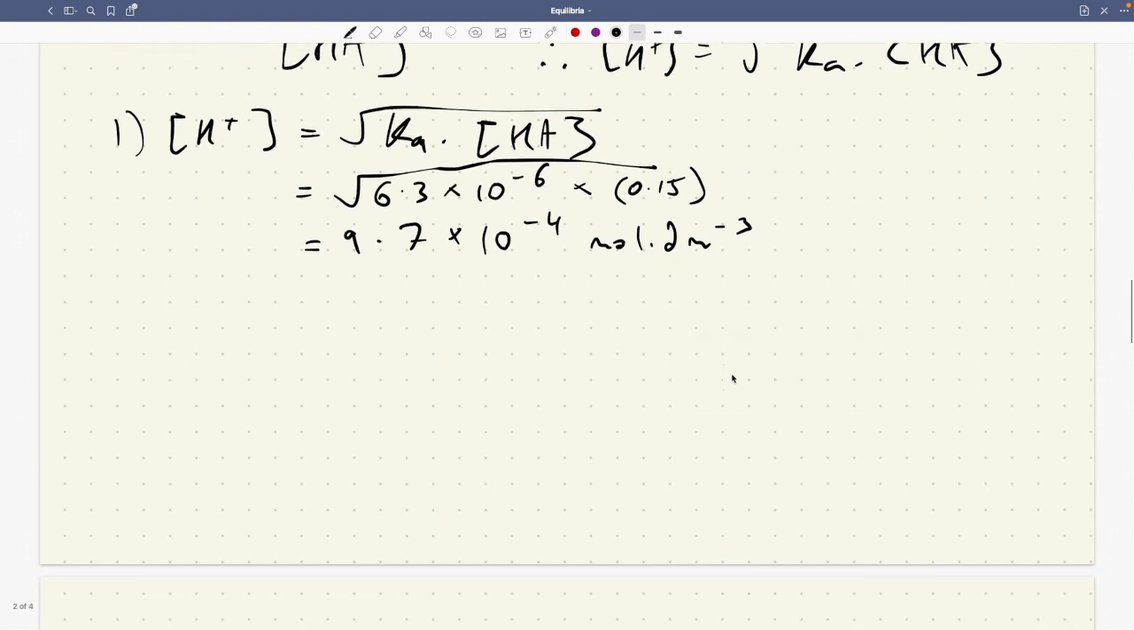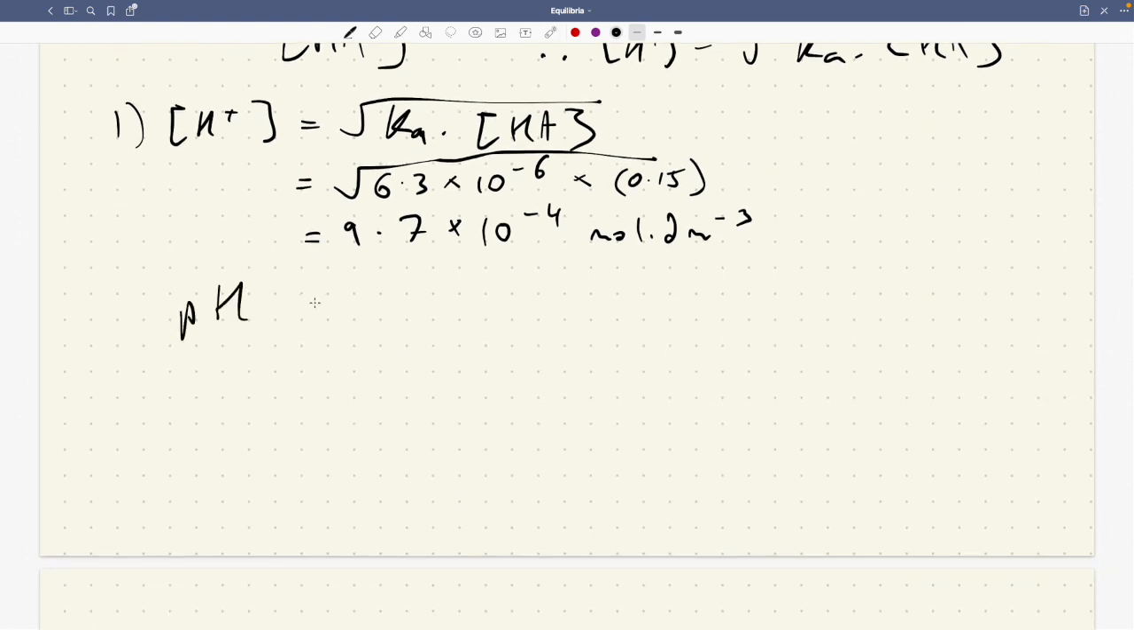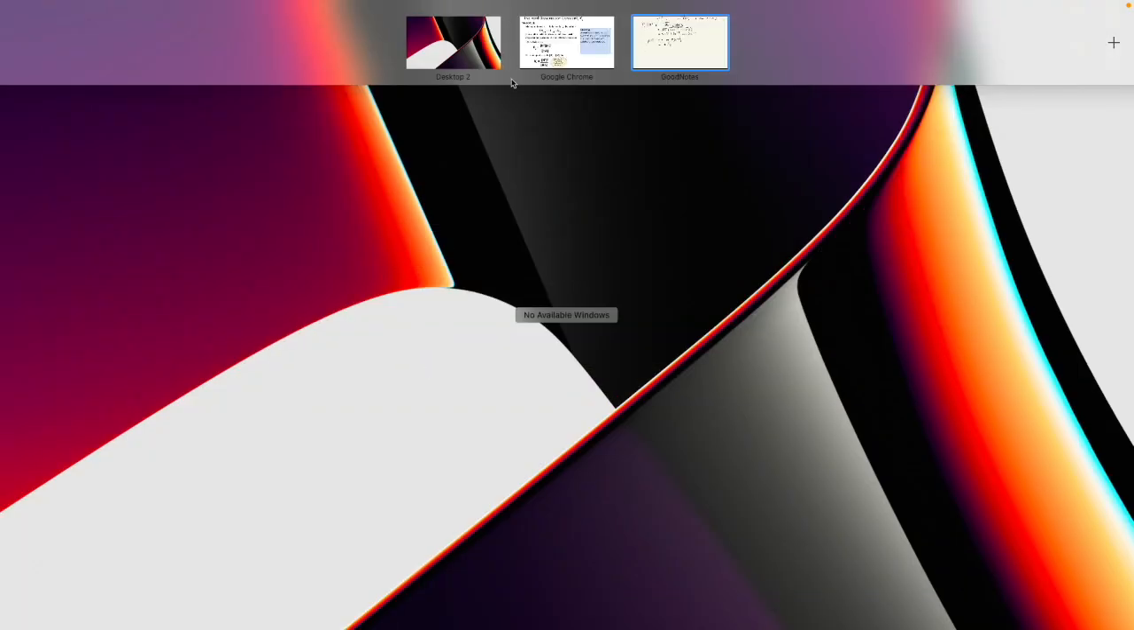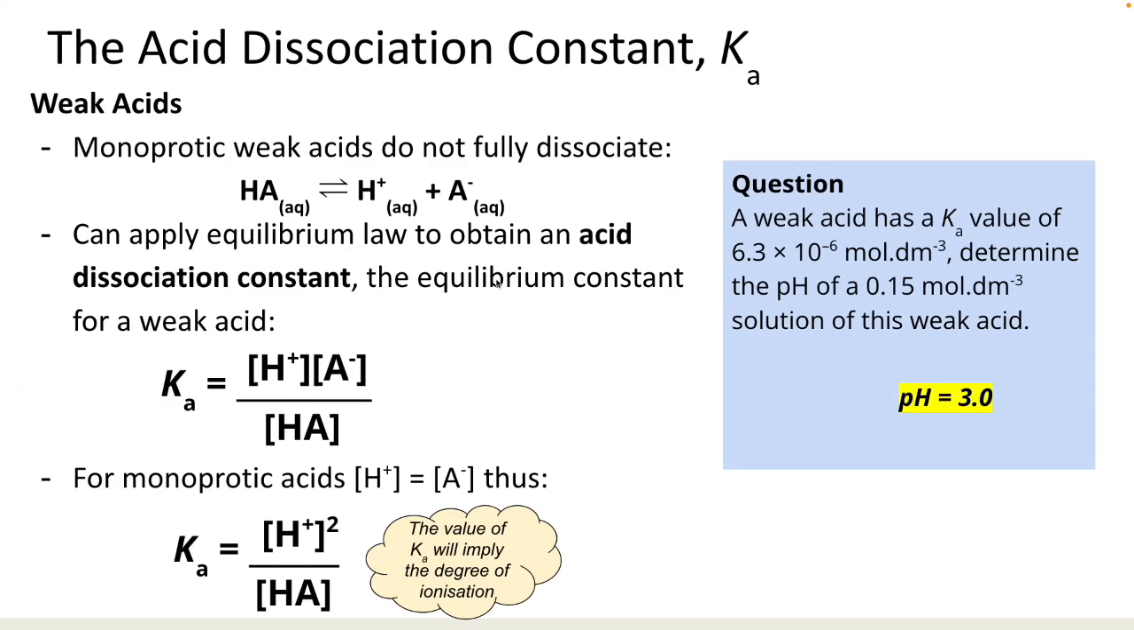And then from there, it's just a matter of plugging it into the pH equation. pH is equal to the minus log of our hydrogen ion concentration. We're going to substitute in our value up there. The minus log of that gives us a value of 3.0. Let's go over here. Fantastic, a value of 3.0.